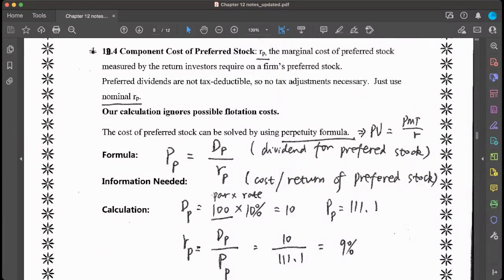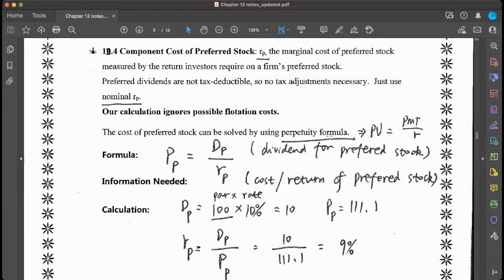So besides the cost of debt, the second component cost is the cost of preferred stock. We use RP to stand for it. P stands for preferred stock. This is the marginal cost of preferred stock. It is measured by the return investors require on a firm's preferred stock. Because preferred dividends are not tax deductible, no tax adjustments are necessary here, just use nominal RP. And we're also ignoring flotation cost here.